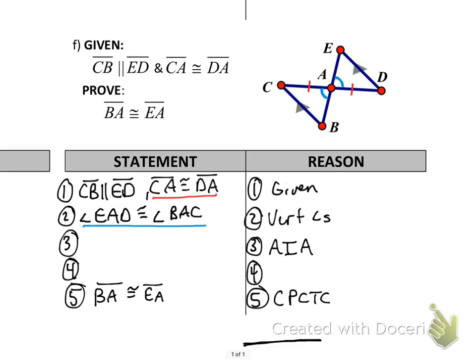Okay, CD, EB. Okay, now we do have two sets of alternate interiors. We only need one, so which one? C and D. Okay. This is one of those times where you can name it with one point. There's only one angle at C. There's only one angle at D. So angle C is congruent to angle D.